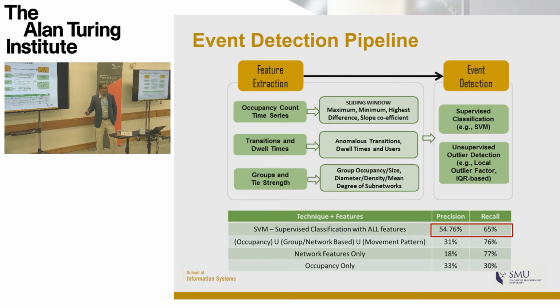Here are the various features that we extracted. One is the occupancy features, the transition and dwell time. So the fact that I made a transition today from the Turing to Parliament is unusual, because I never go there. So it must be indicative of an event that I'm going for, a very soft indicator. And finally, the groups and tie strengths.